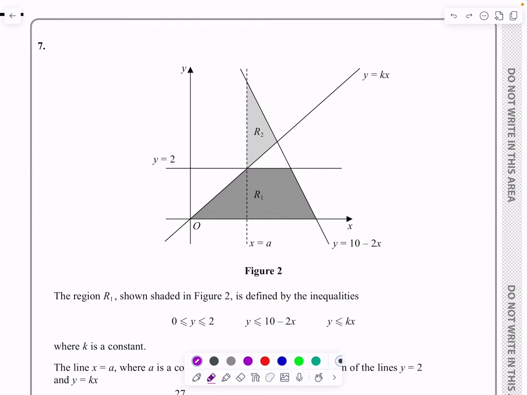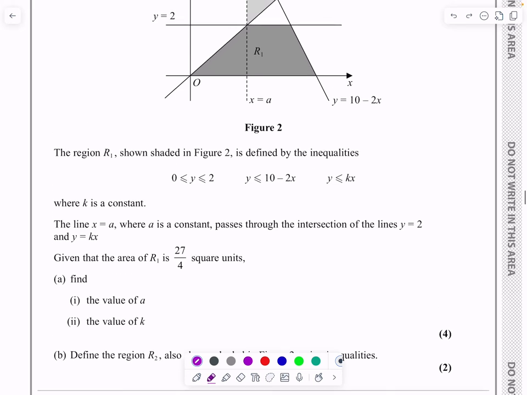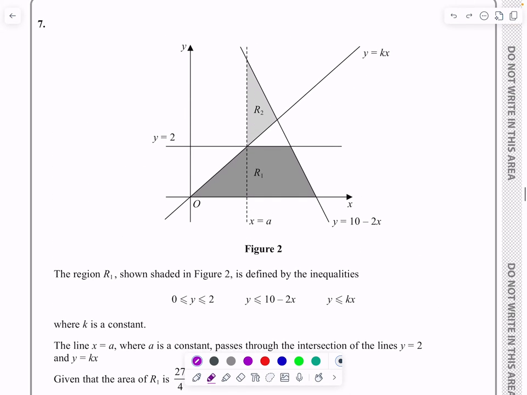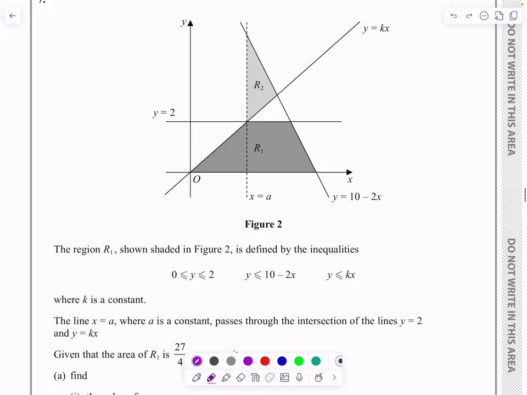Okay, this is the P1 paper from June 2023. This is question number 7, which is an equations and inequalities question. In particular, we're going to be looking at inequalities on graphs and we're going to be looking at regions. Let's read through it then, a lot of information.